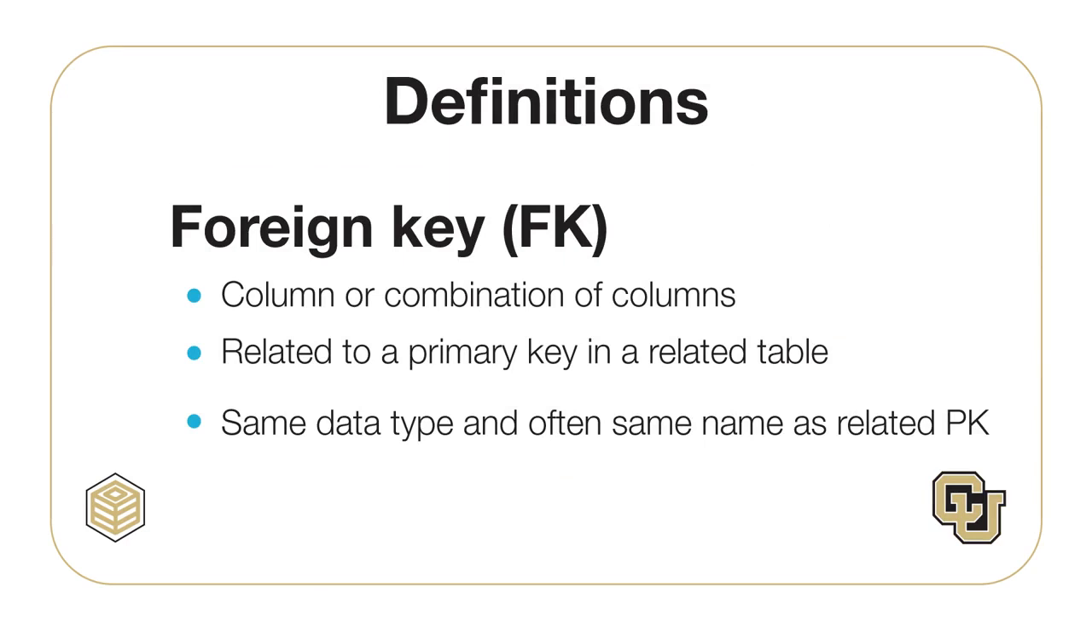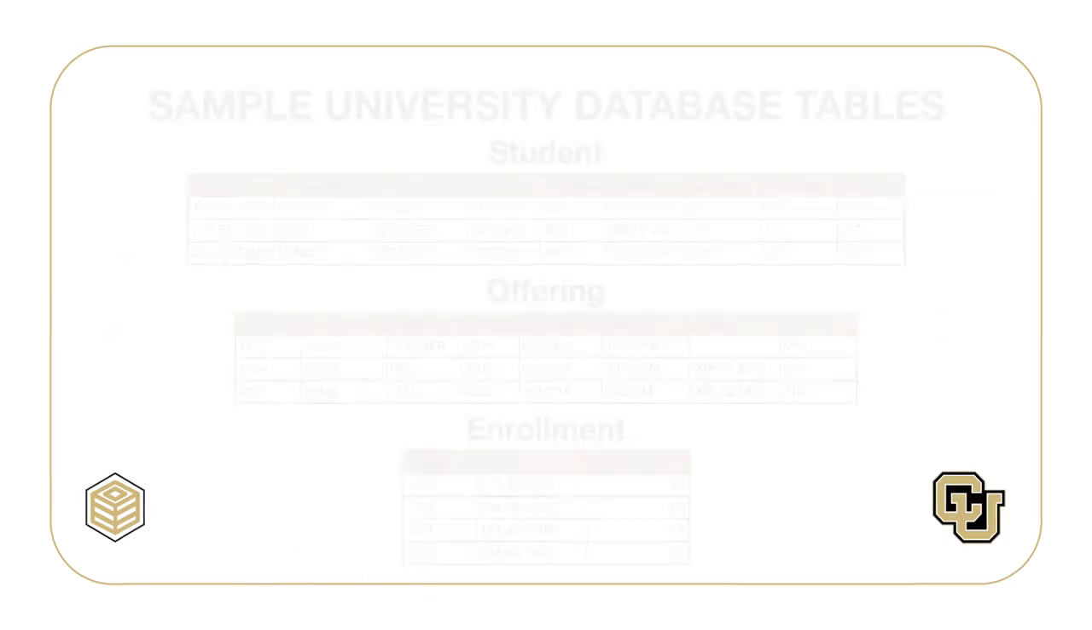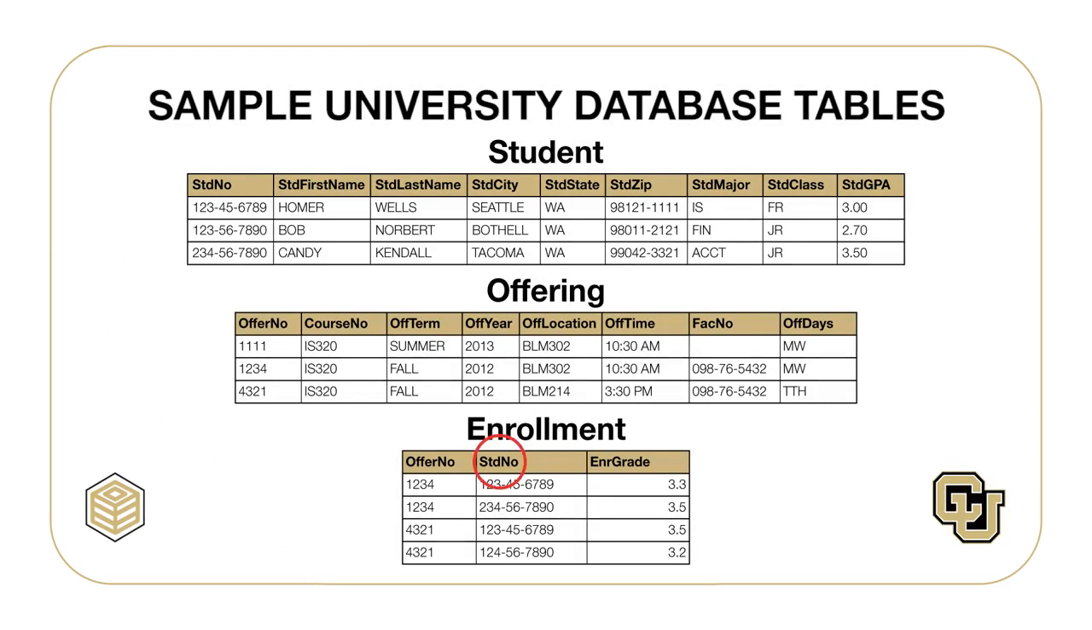A foreign key is a column or combination of columns related to a primary key in another table. A foreign key has the same data type and often the same name as the related primary key. For example, student number in the enrollment table has the same name and data type as its associated primary key, student number, in the student table.